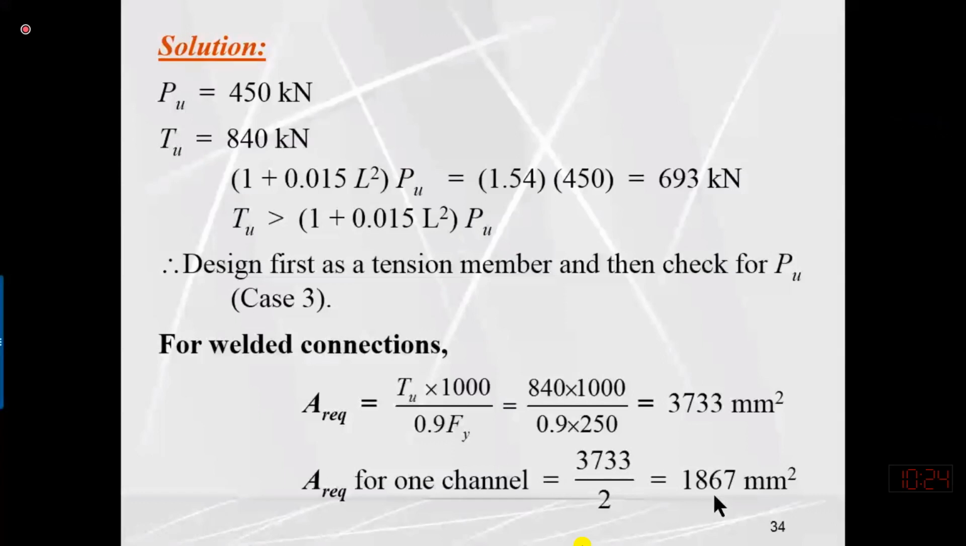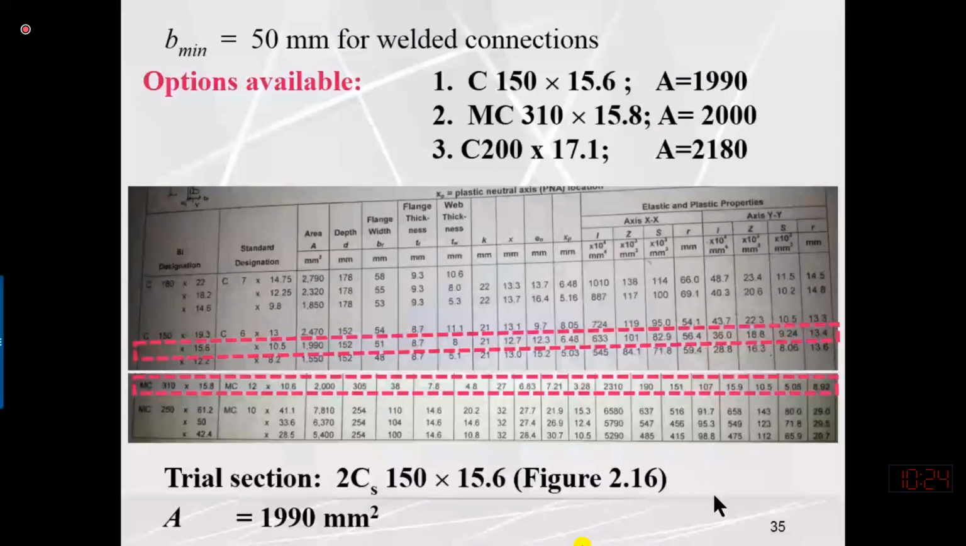So this would be my third option, but I'm not going to pick it. Anyhow, I have written all three available options. These are my trial sections that I have filtered out from the LRFD manual, the section properties for channel sections provided by AISC. So these will be the available options, and among these three I need to select.